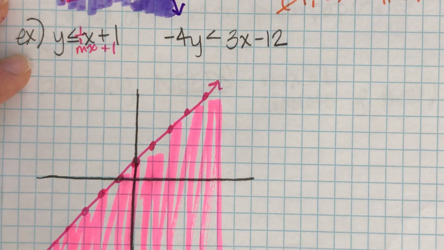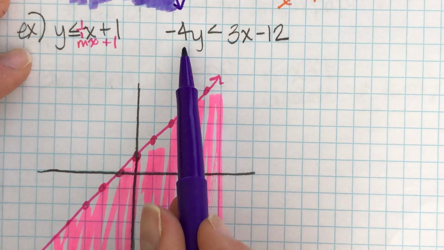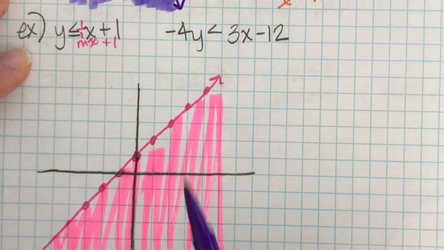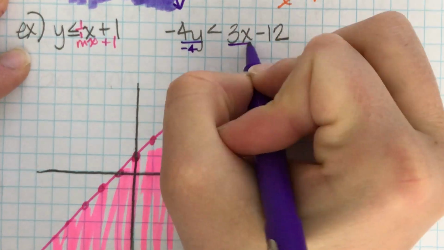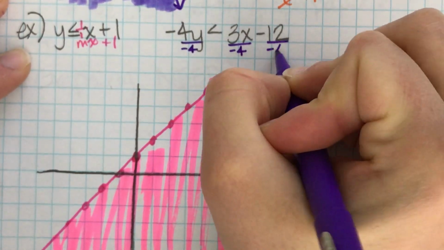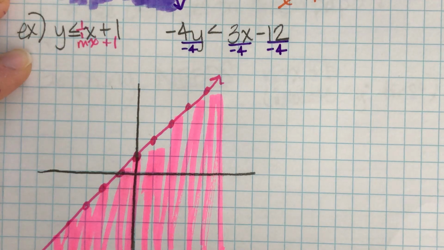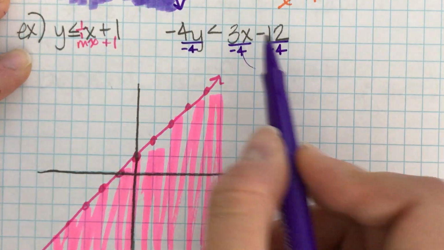Now, the second equation is a little trickier because I don't have mx plus b yet. I don't have y isolated. So I'm going to divide by -4. And I'm going to divide each of these by -4. This has kind of seemed like the easiest way to do that for those of you who are struggling.